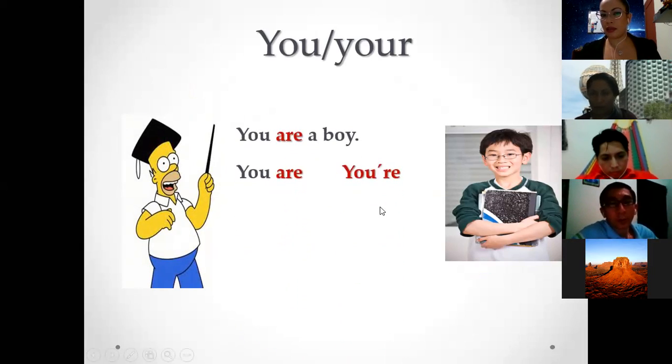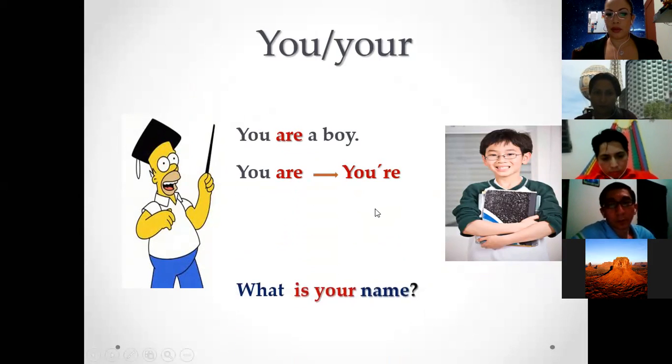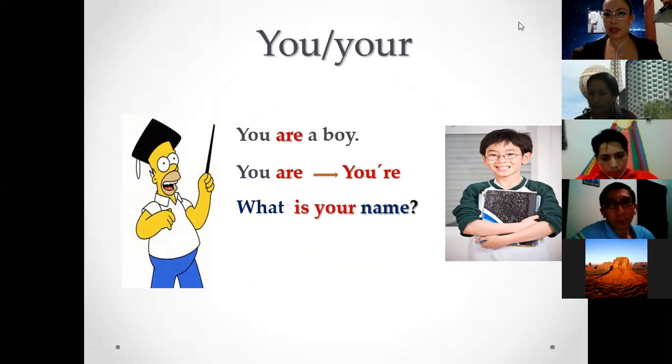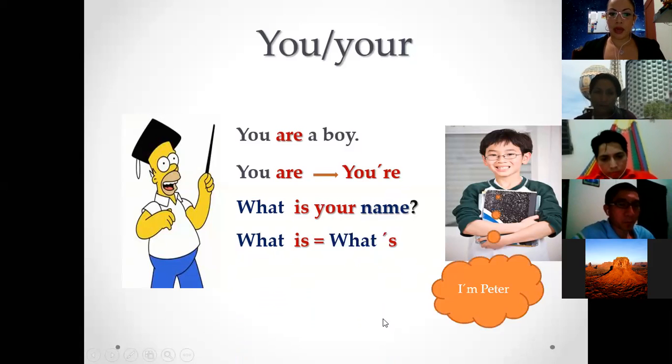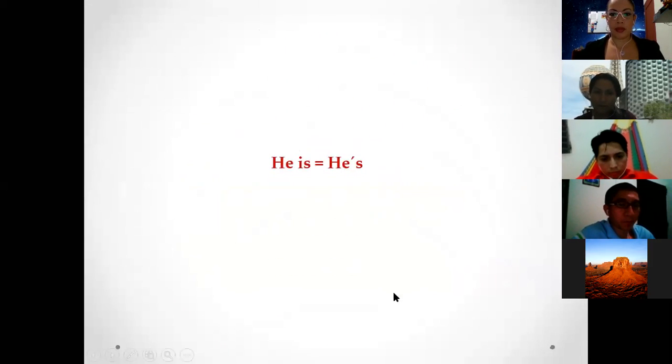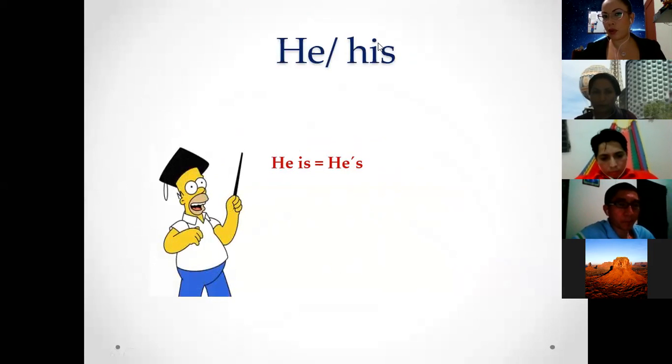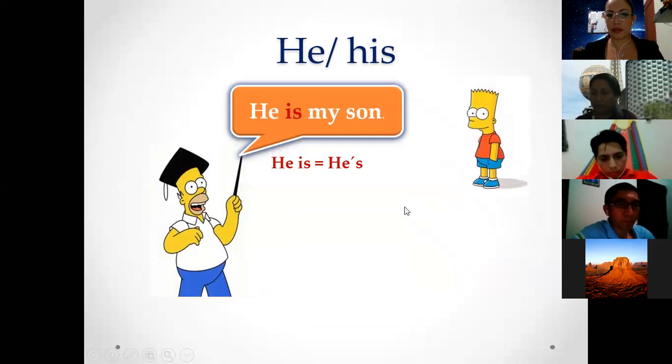You are, and verb to be is your. What is your name? Estamos preguntándole cuál es tu nombre. Okay, what is your name? Es possessive. Tenemos aquí verbo to be, he is, his, y el possessive es his, possessive.